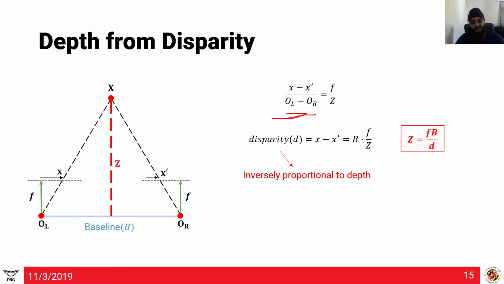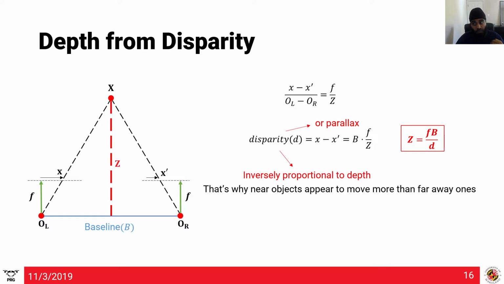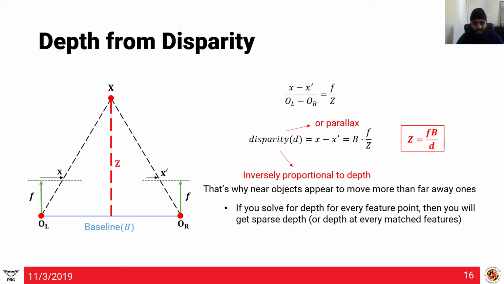So this is also called parallax, if you have heard of it before. That's why near objects appear to move more than farther objects, right? If you solve this for sparse data, you will only get depth at each matched feature. But if you are solving it for every pixel rather than every feature point, then you will get dense depth. So imagine you have an image, right?